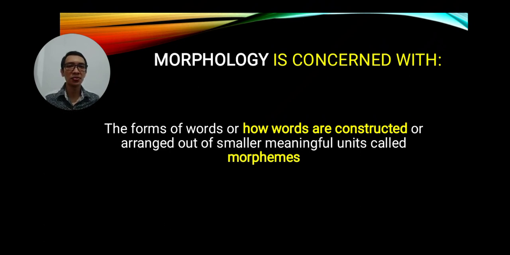Based on those ideas and also the different positions in linguistics, we can understand that morphology is concerned with the form of words, or how words are constructed or arranged out of smaller meaningful units called morphemes. So it means that a morpheme is something small which is combined or arranged together to develop words. So here we understand the definition of morphology based on some experts' ideas and also based on some understanding of its position in linguistics.